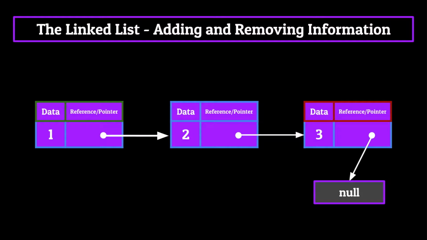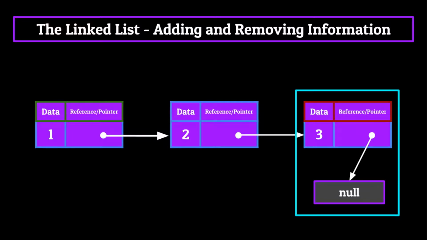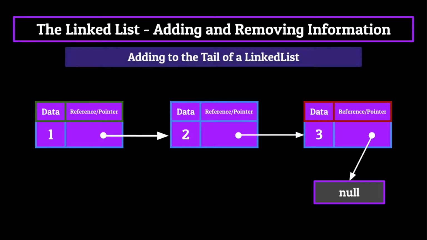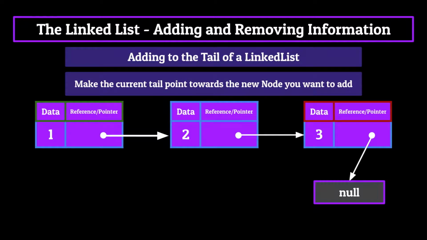The final type of insertion and deletion we'll be covering is inserting to and deleting from the end of a linked list. Doing this simply requires you to modify the tail element of the linked list, the one which is currently pointing towards some null value. To add a node, you just make the current tail's pointer, which is currently set to null, point towards the new node you're trying to add.